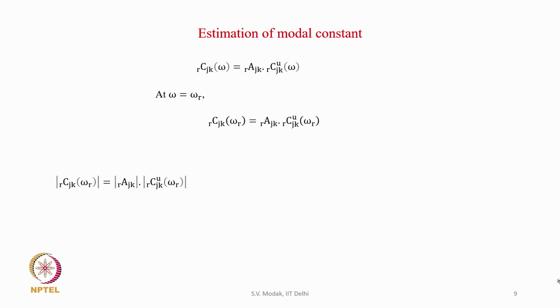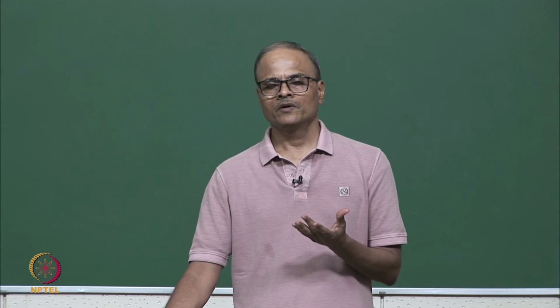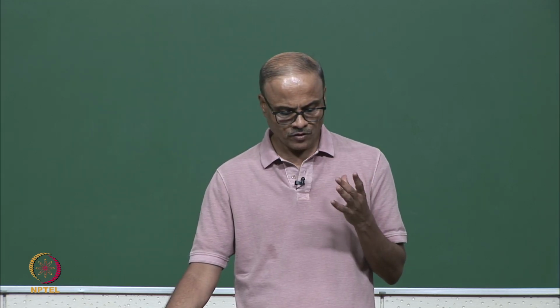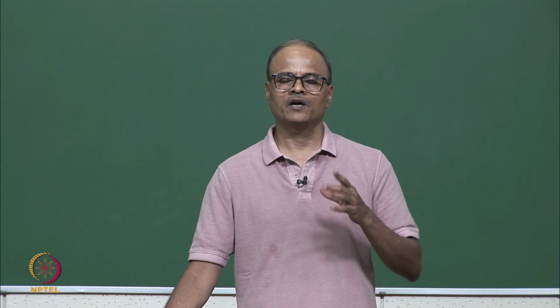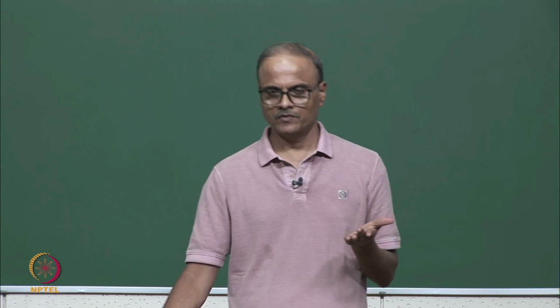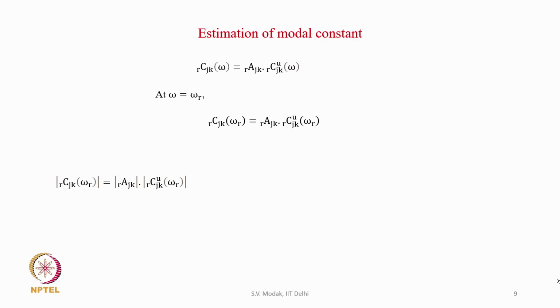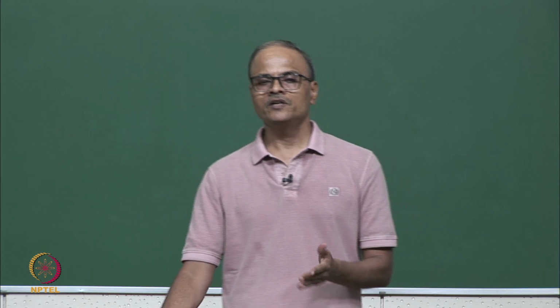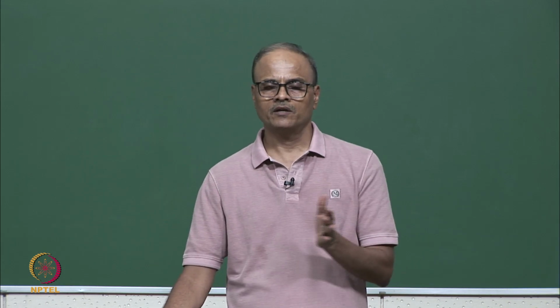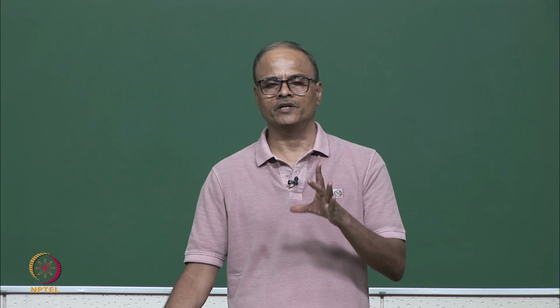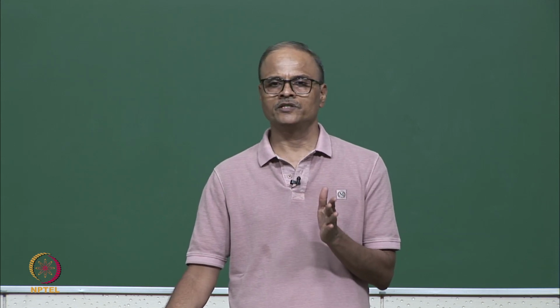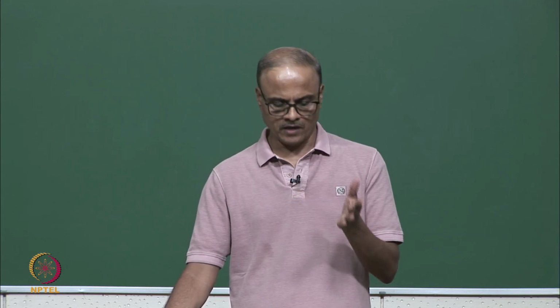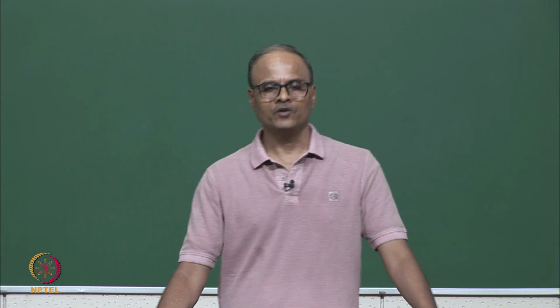Now, what is the magnitude of R c jk at omega r? R c jk at omega r is nothing but the circle that has been fitted, and therefore the magnitude of R c jk at omega r will be equal to the diameter of the circle, which is 2 r. What is the magnitude of R c u jk at omega r? That we can easily determine from the equation. We saw that it is completely imaginary, the real part of R c u jk at omega r is 0, and it is given by 1 upon eta r square into omega r square.